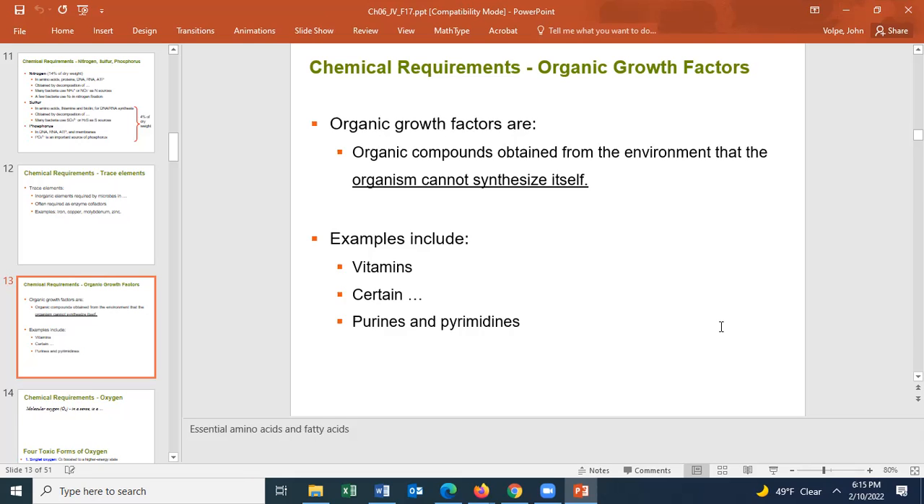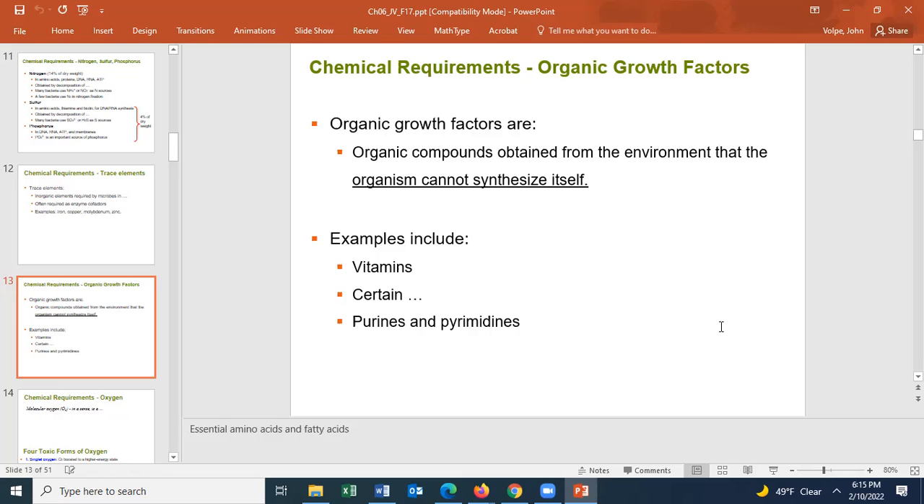Examples of a human organic growth factor are various vitamins like vitamin C, certain essential amino acids. That's why we call it an essential amino acid. I mentioned lysine as an example. Essential fatty acids. Some organisms require purines and pyrimidines. We get these in our diet. So if we have an organic growth factor, we generally call it something like an essential amino acid or a vitamin, like vitamin C. We cannot make those.